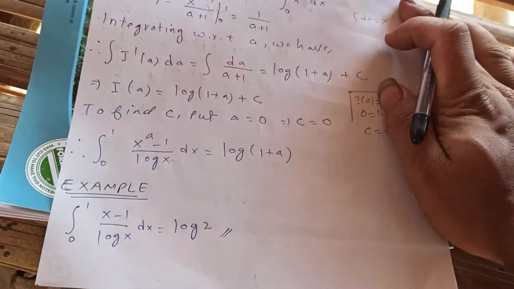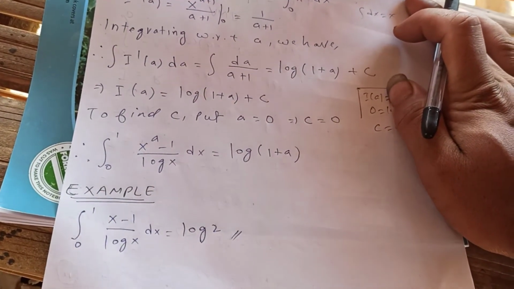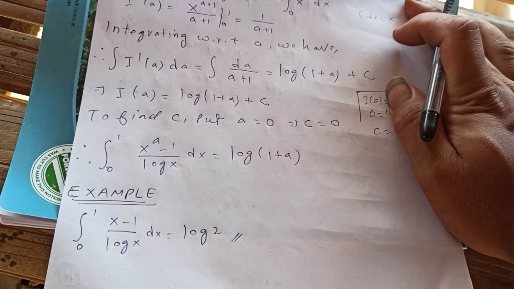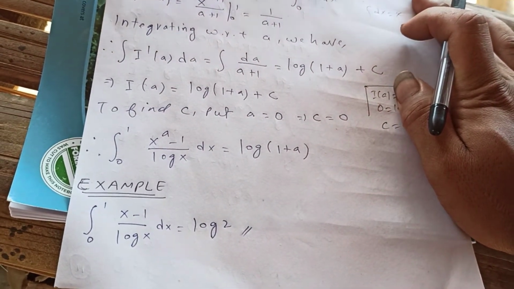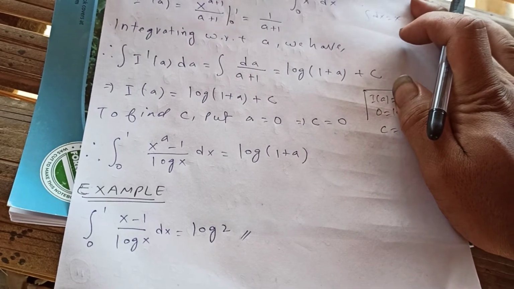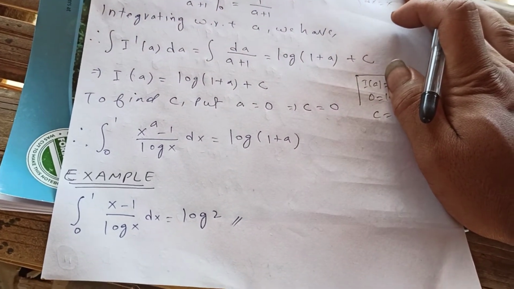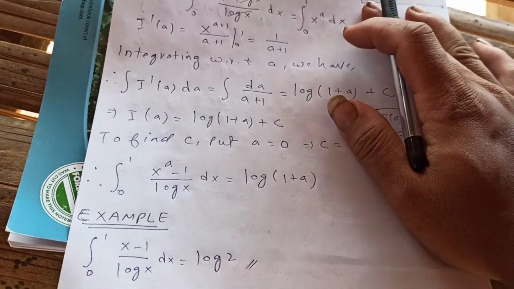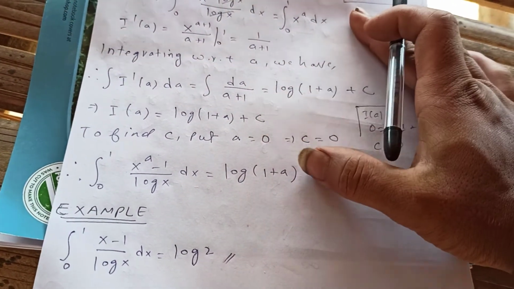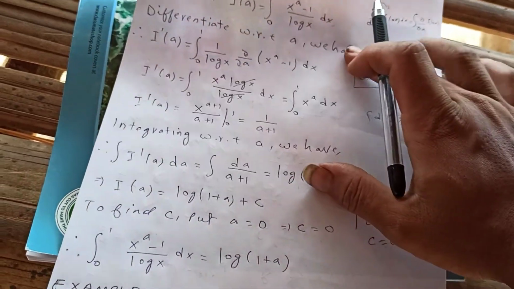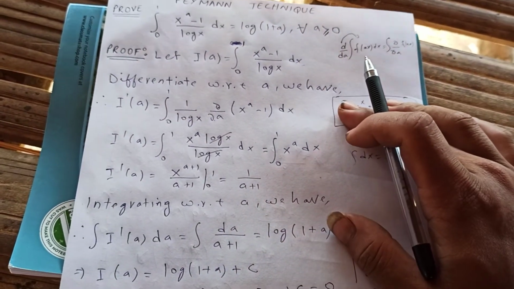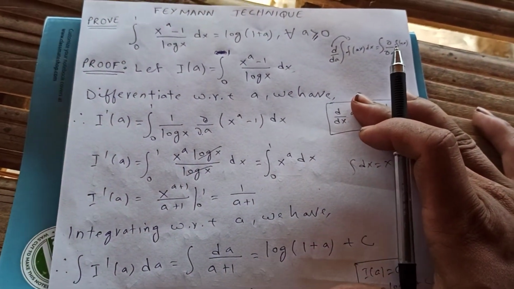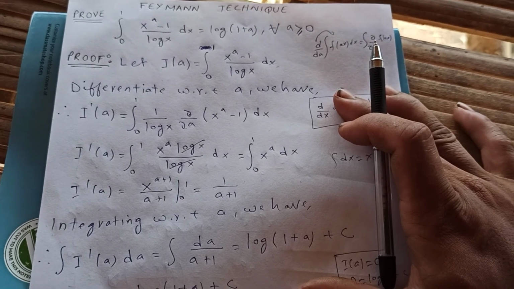Now a particular case, for example the integral from 0 to 1 of (x minus 1) upon log x dx. You may wonder how to prove this. This is nothing but log 2. Here you put a equal to 1 only, and if you put a equal to 2, 3 and so on, then you'll get those. So this is an example of the Leibniz rule, or what we call the Feynman technique.